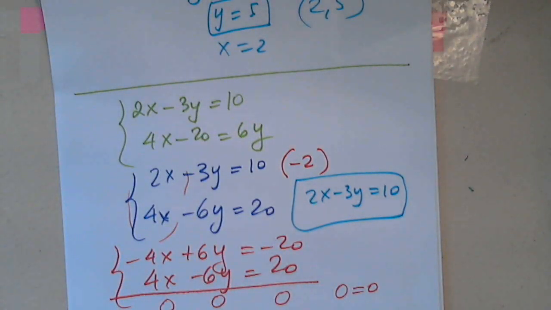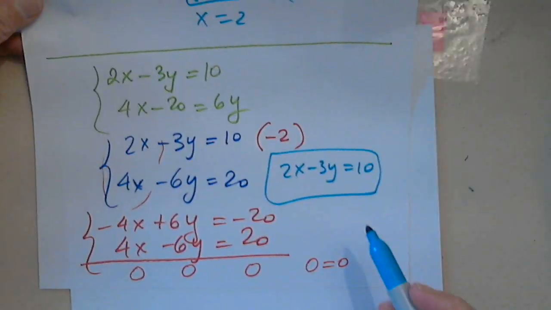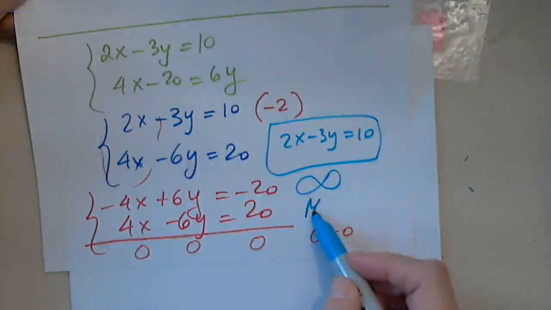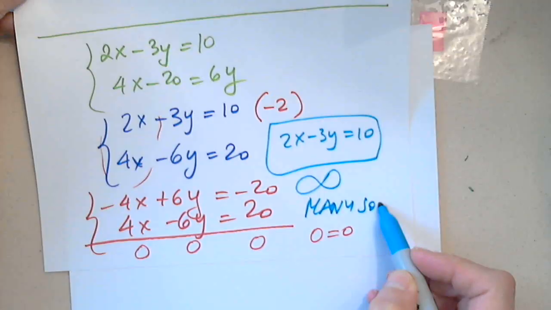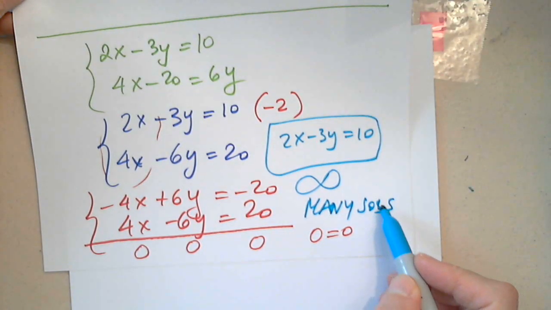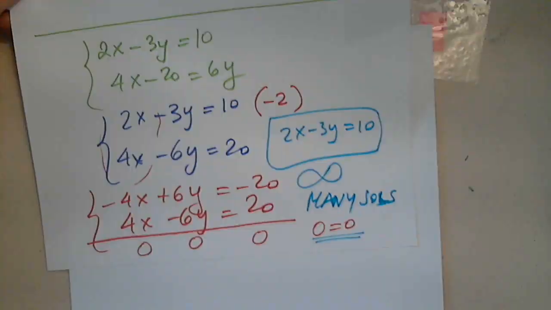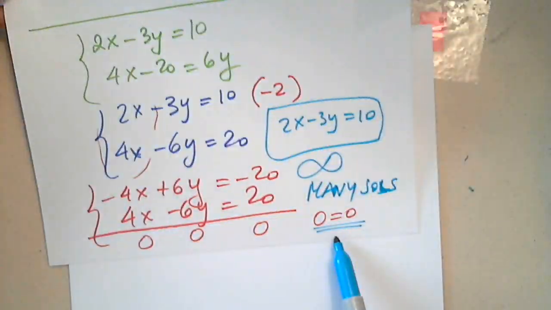I fabricated another equation, but it's not a different equation. It's the same thing. So it's the situation in which it's the same line. So we will say infinitely many solutions. We didn't get a solution per se, but we didn't get a contradiction.